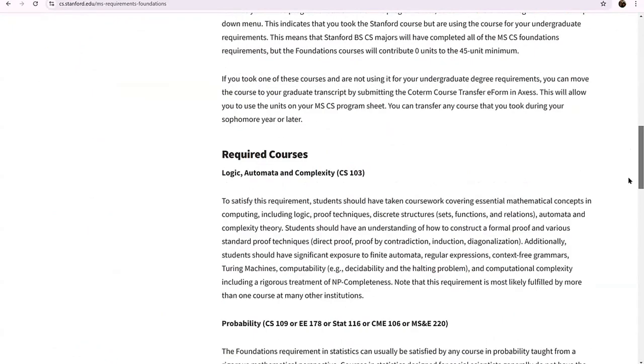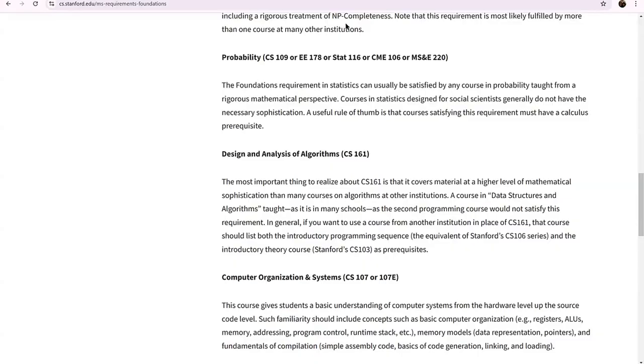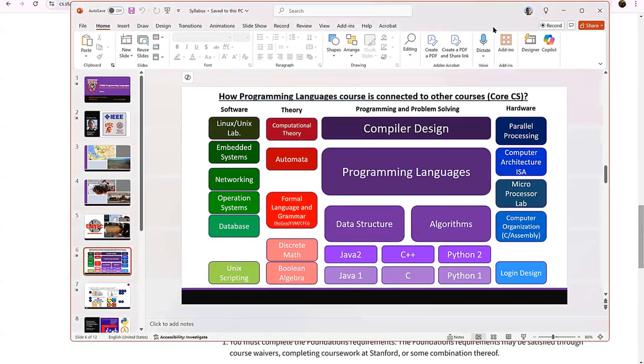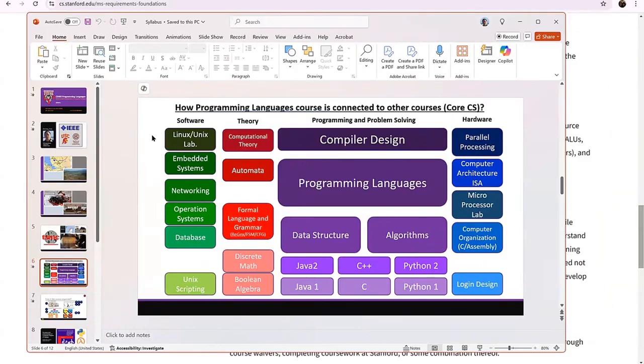But anyway, let's look at the required courses, including theory, logic and automata complexity. This one is the logic part. Probability, this is math, probability and statistics. This is now very important for AI. And design and analysis of algorithms, so this tells you the algorithm course is very important. Level 3 programming is very important. Computer organization is the hardware. And then principles of computer systems, which is about operating systems, networking, and distributed systems. Basically, this foundation tells you what is required when you apply for a master program. Most universities, not just Stanford, require these different backgrounds.